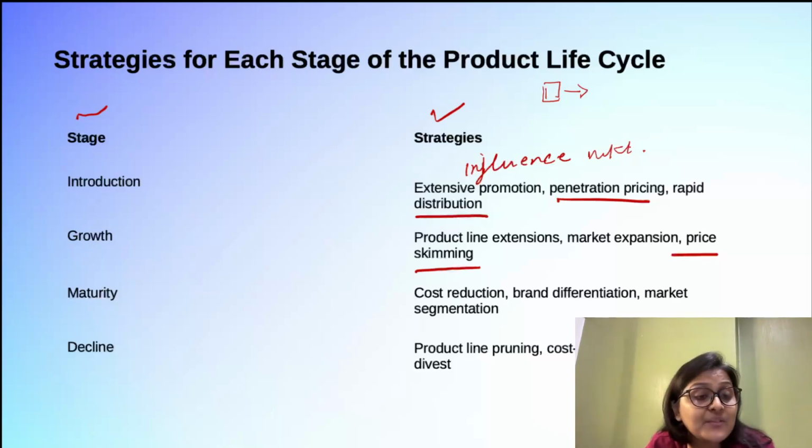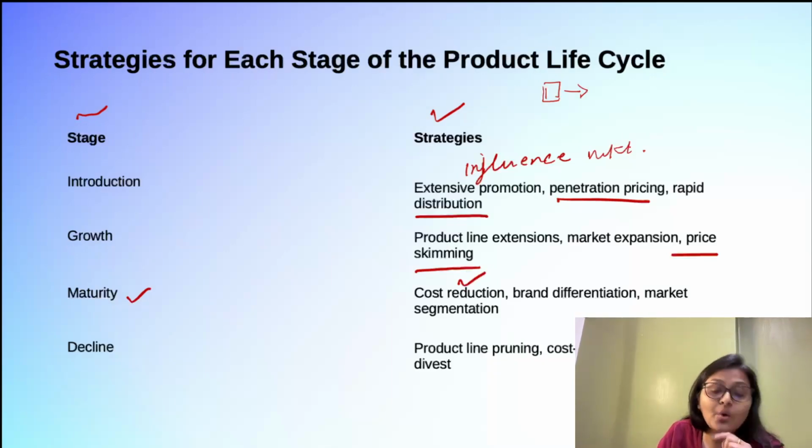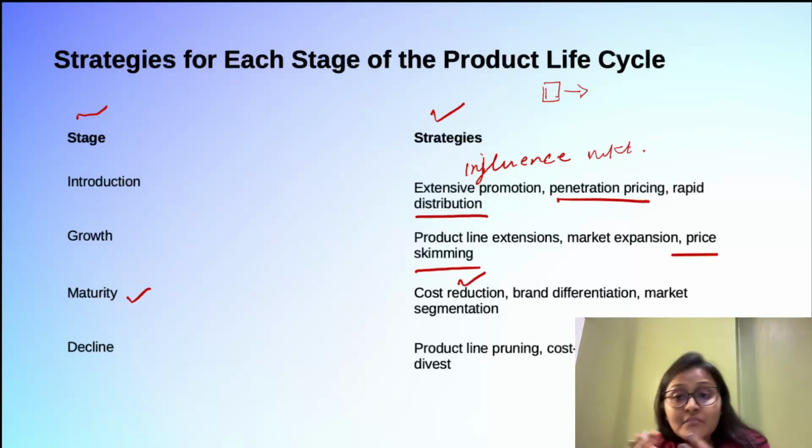Now thirdly, we have the maturity stage. Now what happens at the maturity stage? There is cost reduction. The market share is being defended while maximizing the profit. So first of all, there is cost reduction.